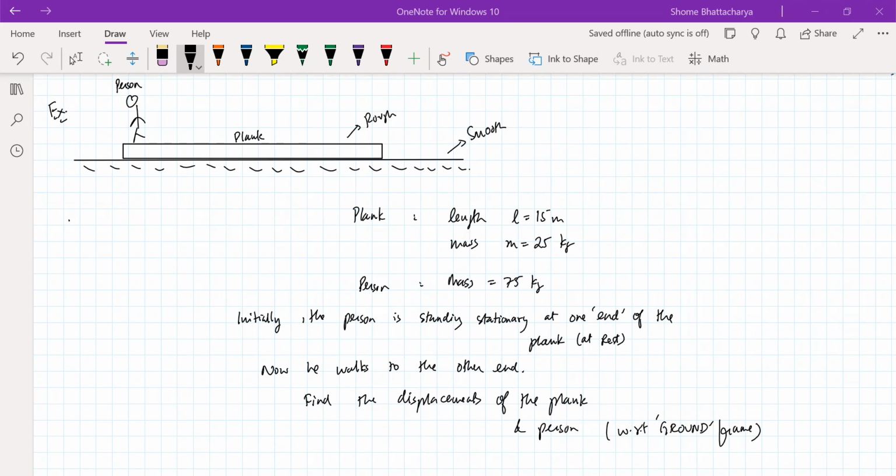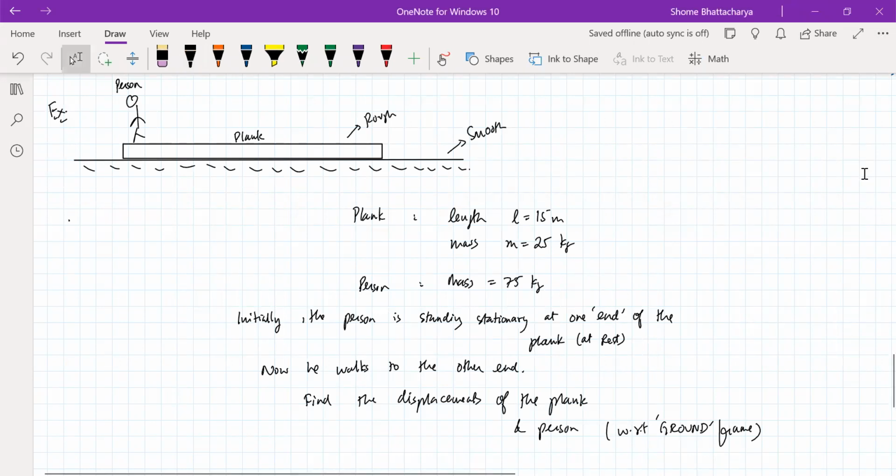They'll be traveling the same distance, but I'm not able to understand. What am I supposed to do? Okay, very good question. We want to find the displacement of the person by the time he's reached the other end. So imagine what's happening when the person is walking. He's moving forward. The plank is slipping backwards.